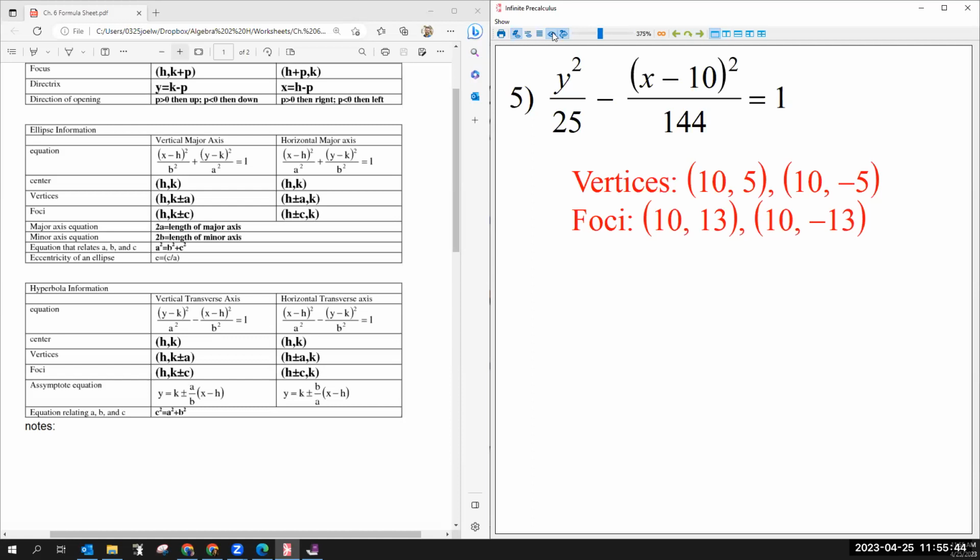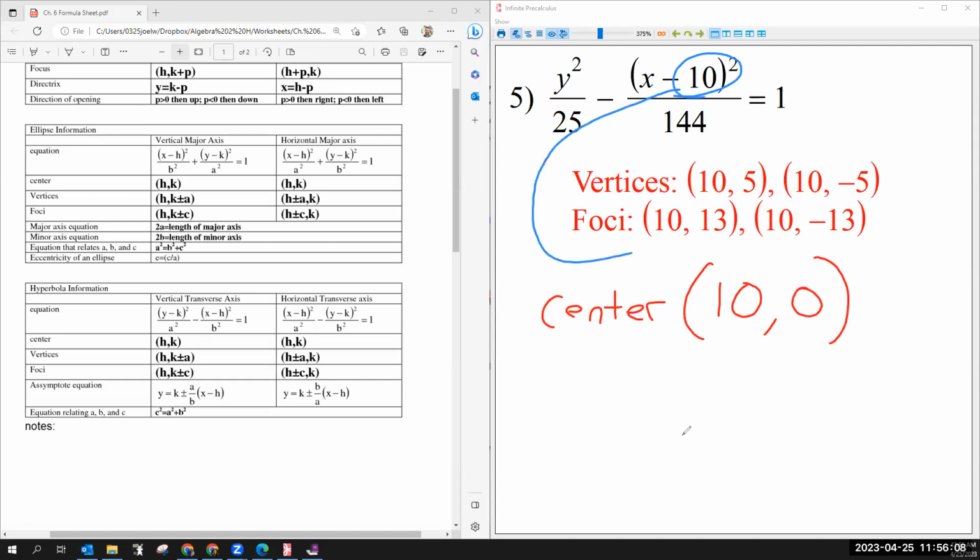Yeah, that is tricky about the hyperbolas because the x is not necessarily first. This number is with the x, so the center. I'll write that down. Center, and 0. So that's with the x. So it's got to be in the x spot. Whereas 0 is the y spot.